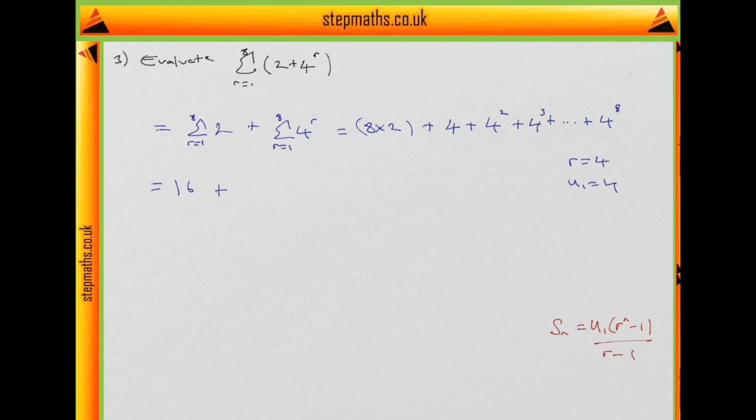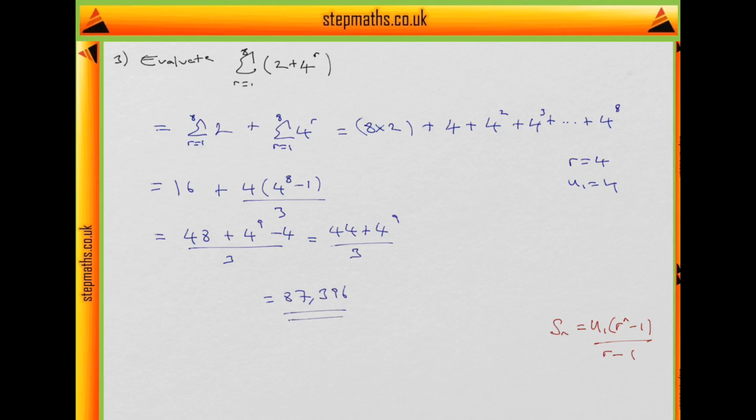So we sub this in, we get u1, 4, into 4 to the 8 minus 1, over 4 minus 1, 3. So this is equal to 16 plus 4 times 4 to the 8, 4 to the 9, minus 4 over 3, which is 16 plus (4 to the 9 minus 4) over 3. Now, you'd never be expected to evaluate this sum because it's too large, but this comes out to give you 87,396. And that's the answer.